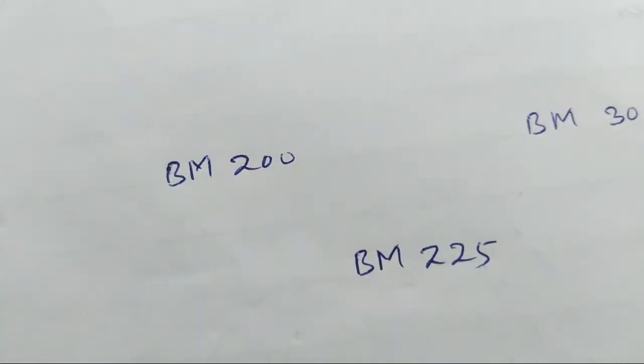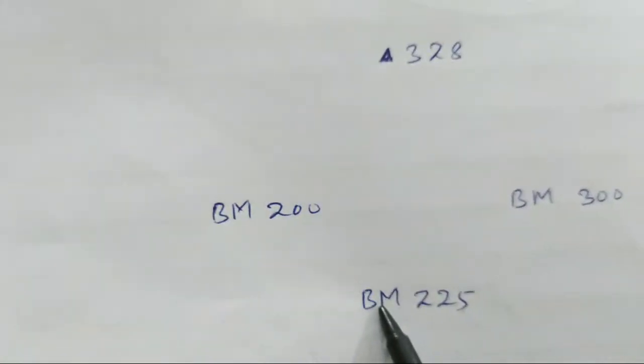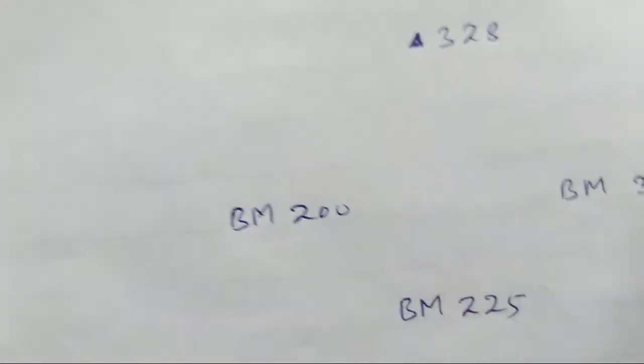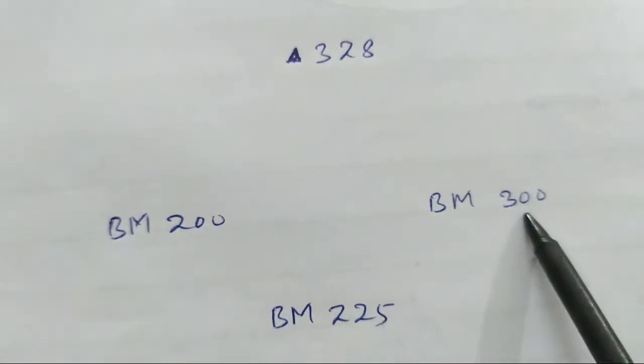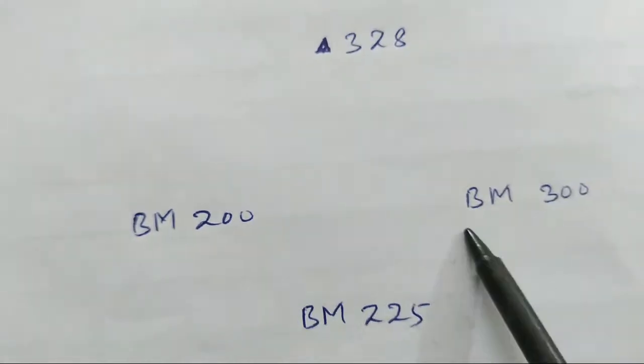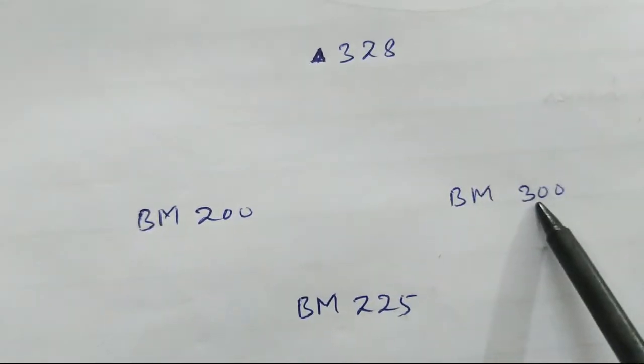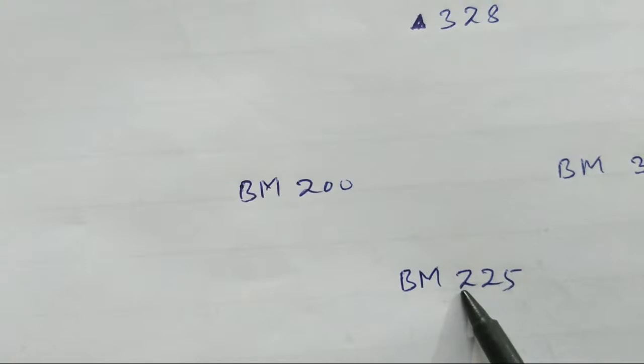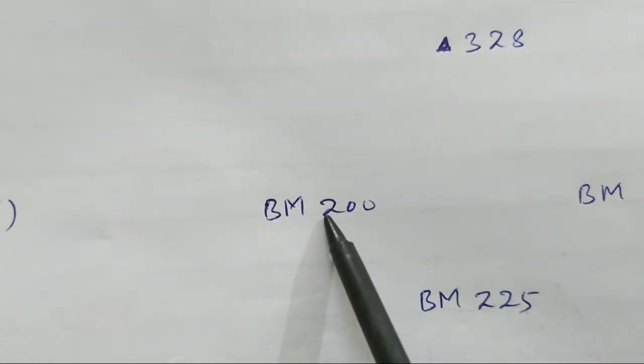Now, one more method which is used to show the height is called, you can see here, BM 225, BM 200, here is BM 300. What does it mean? BM means benchmark 300. This also shows the same thing, the height. The height of this particular place is 300 meters. Here the height of this particular place is 225 meters. Here the height is 200 meters. But why is it called benchmark?